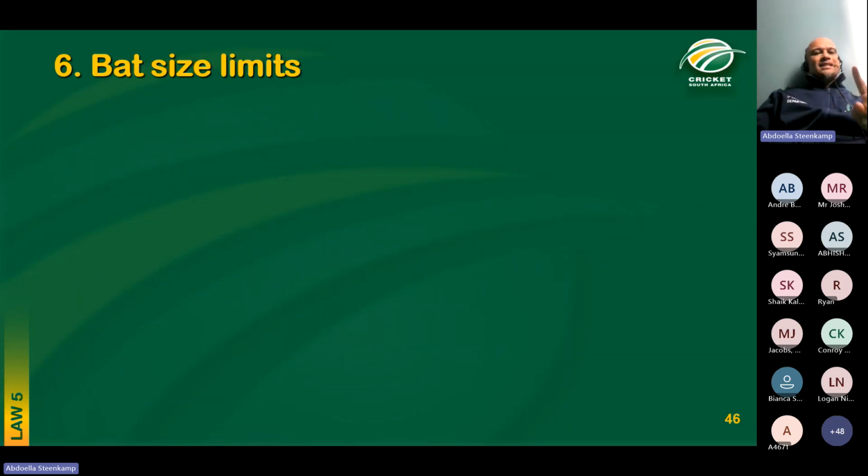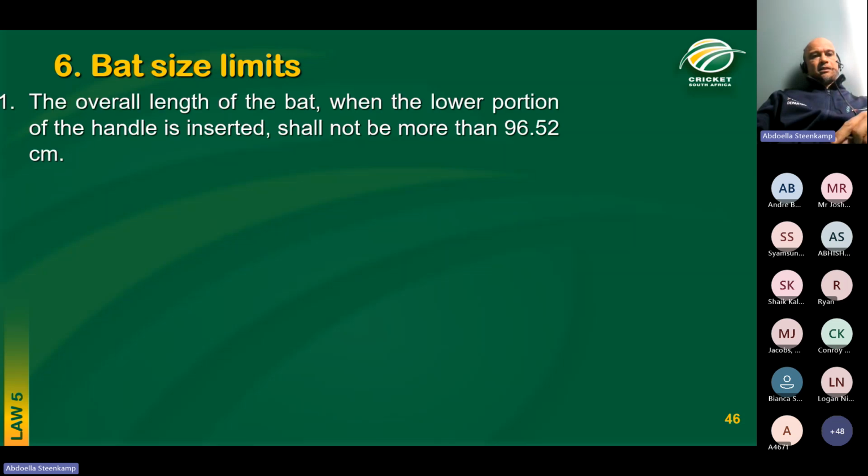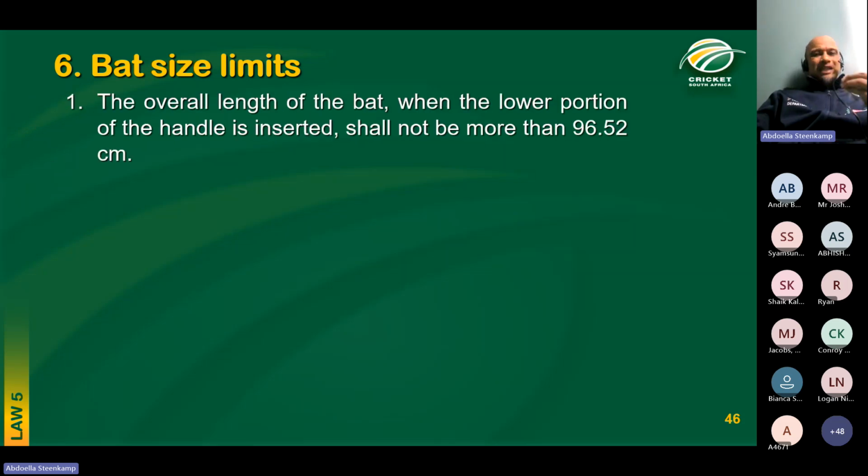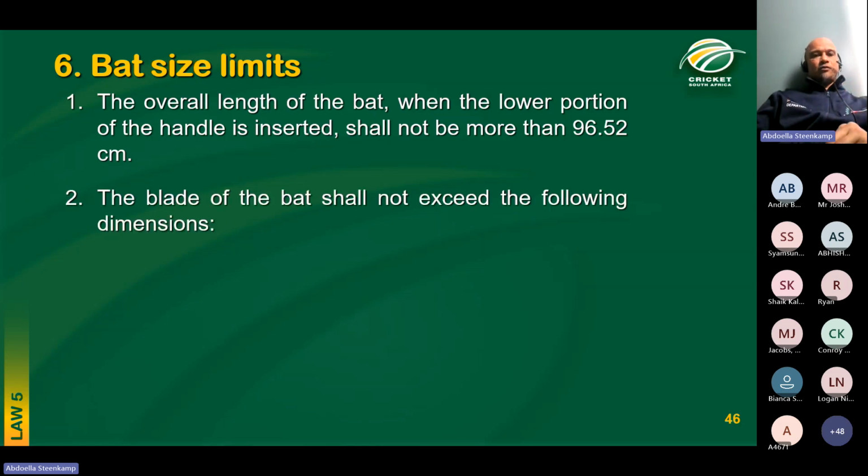So when it comes to bat size limits, when it comes to the length of the bat, all the law tells us is not more than 96.52 centimeters. That's all they tell us when it comes to the length of the bat, not more than 96.52 centimeters.